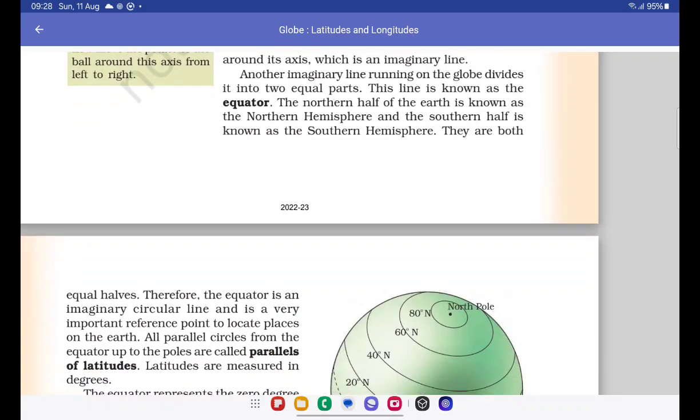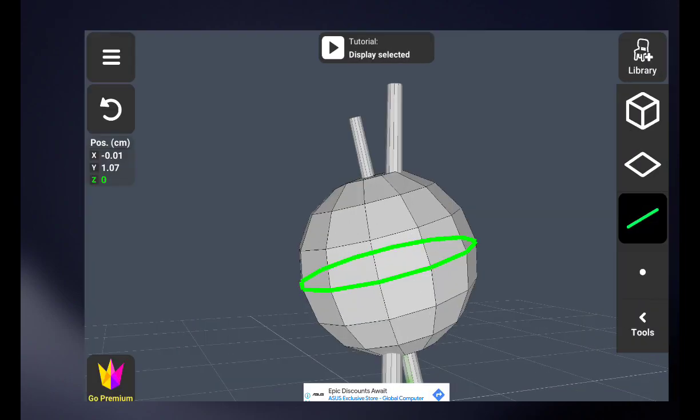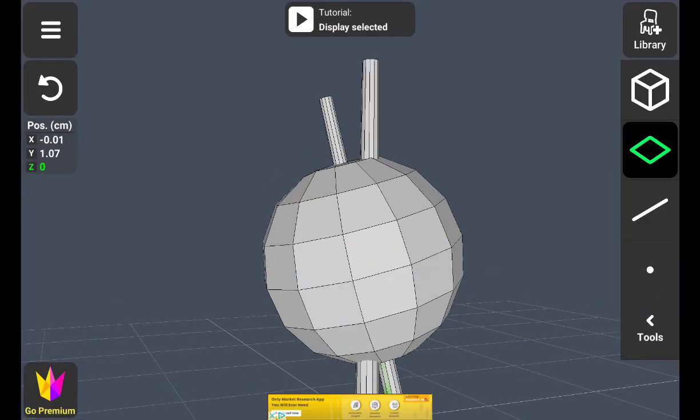So the northern half of the Earth is known as the northern hemisphere, and the southern half is known as the southern hemisphere. So going back, this is our equator, right? And above this equator, this part is known as the northern hemisphere.